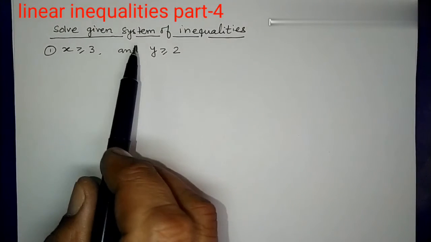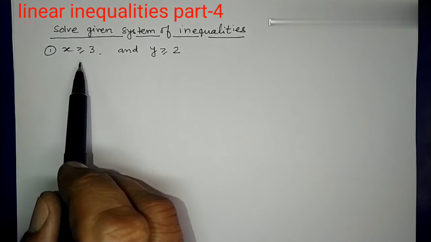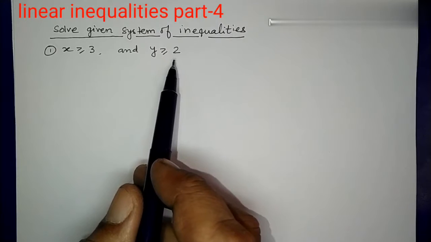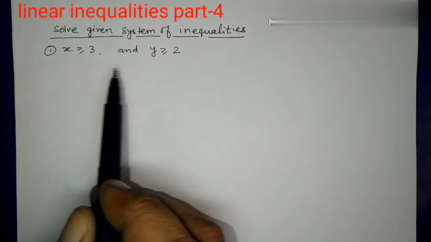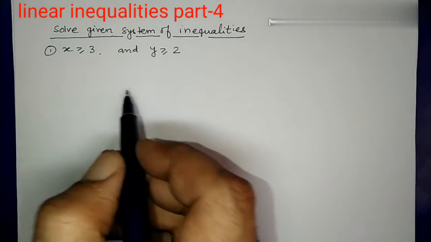Solve a given system of inequalities. x is greater than or equal to 3 and y is greater than or equal to 2. This is a very simple question. Look here, these two lines are given to you. You can draw this directly also.